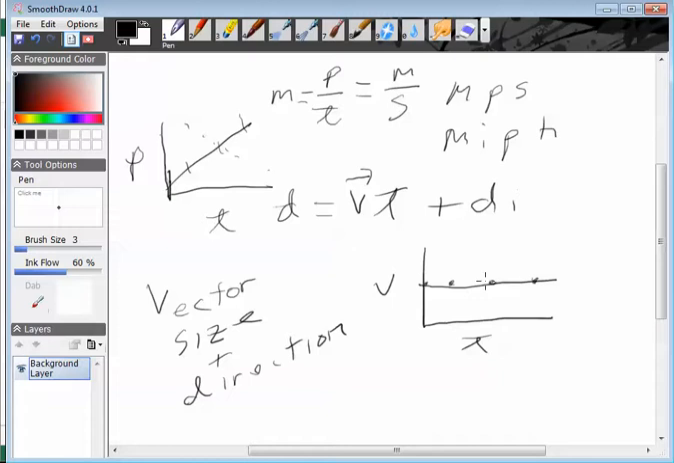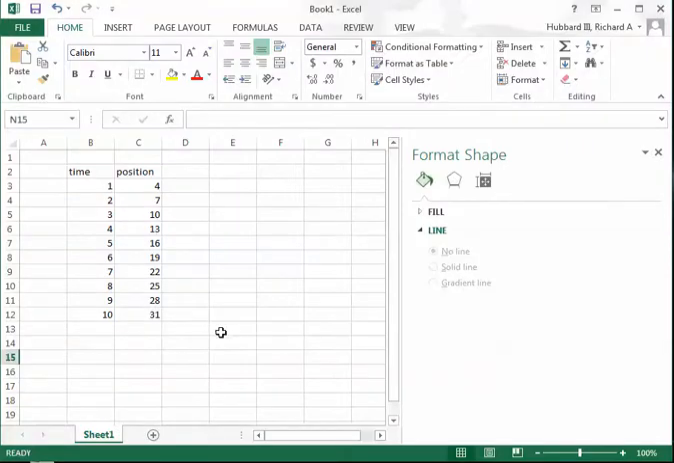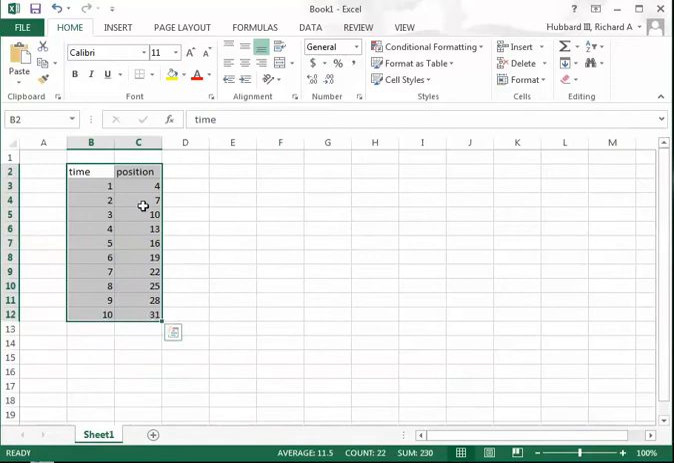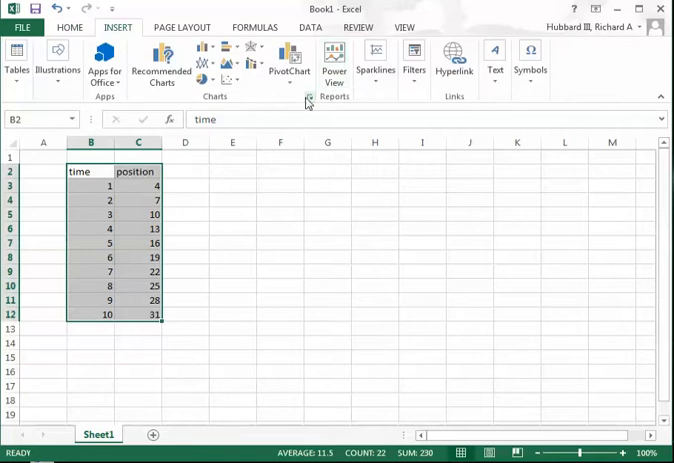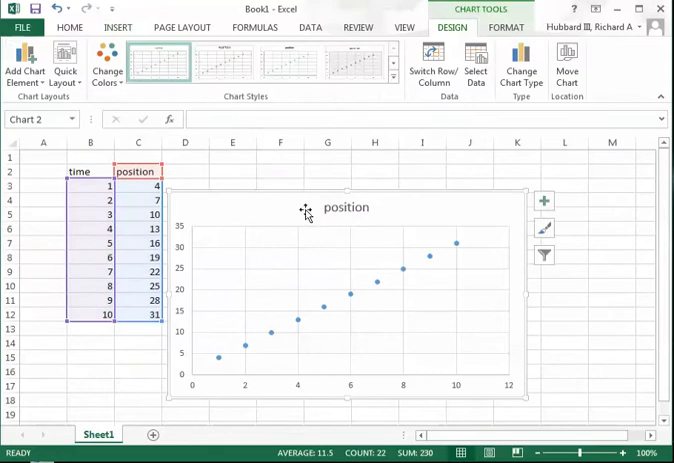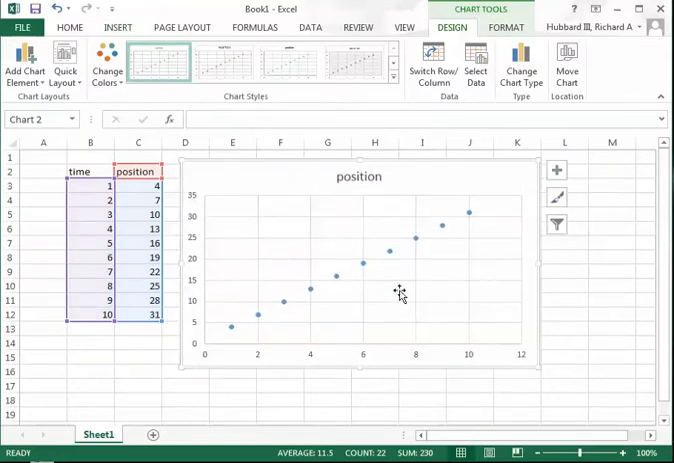I just want to show this using Excel. These were some really ugly hand-drawn things, but now I'm going to use Excel. And what I did here is I've got some data, position versus time, that I know ahead of time is a straight line. I'll insert my chart. There we go. It'll be that kind of scatter chart. I'll put in my trend line.